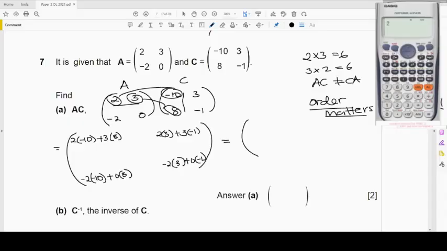So we have 2 times negative 10 plus 3 times 8. So exactly the way I have it over here is how I will write it on the calculator. And this is equal to 4, so my first entry is 4. Then the same thing with the second one. I have 2 times 3 plus 0 times negative 1. This is 6.